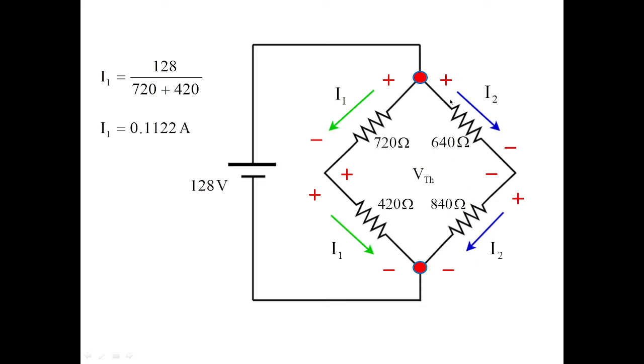Why have we marked positive on the upper plate and negative on the lower plate? Because we are assuming the 128 volts has its positive terminal at this point and its negative terminal at this point. I hope you understand this logic. With this, I can find the value of current I2, which is obtained as 0.0864 amperes. Now we have the branch currents I1 and I2.